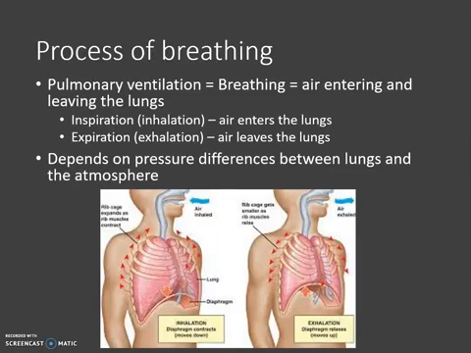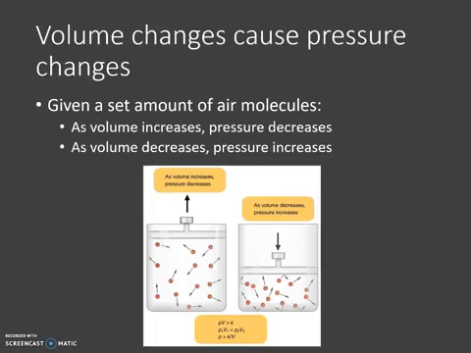Now, the thing that causes the air to move in and out of the lungs is due to differences in pressure between the lungs and the atmosphere. So we're going to take a look at pressure and how pressure and volume are related. So first of all, volume and pressure are inversely related.